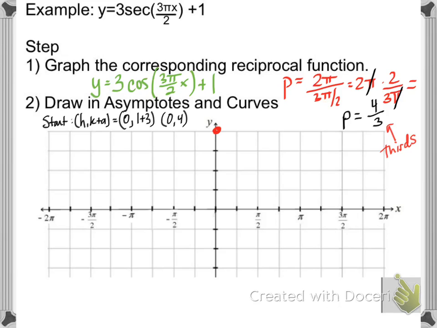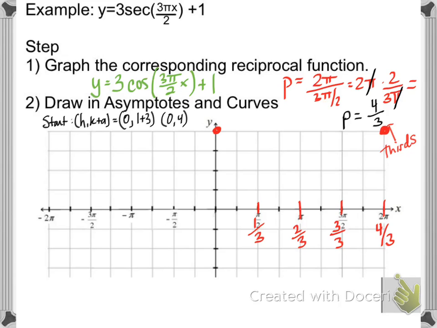Now, since my period is 4 over 3, a good idea would be to go by thirds on my axis instead of by pi over 2, which it went by. So I'm going to go by thirds on my axis, 1/3, 2/3, 3/3, 4/3, so that my final point can end where that red dot went, because that's a period away, because cosine will go a period away and also be at the maximum again. So I've got my beginning and my ending point.